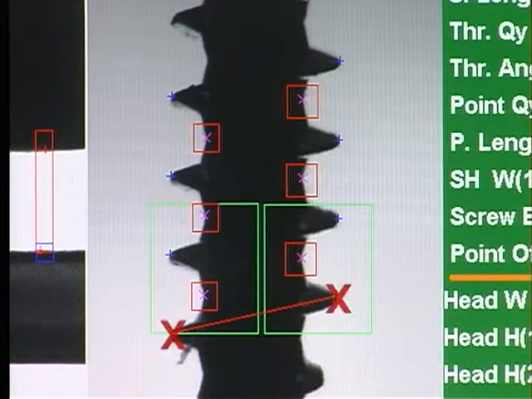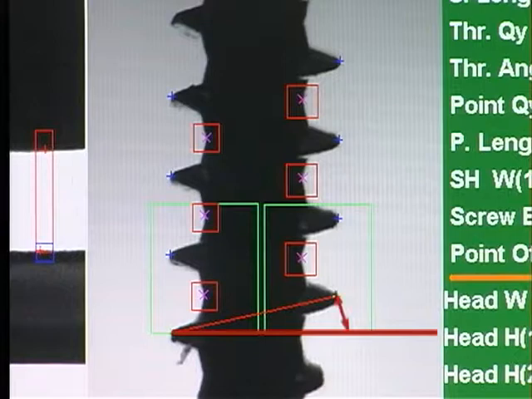These are the outer and inner diameters of the screw, the thread pitch, and the thread angle.